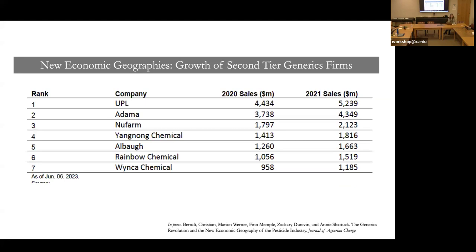As recently as 2010, there were only 3 generics firms that had sales of over $1 billion. The largest is what is now called Adama, which is part of the ChemChina group, Syngenta group. And by 2021, there were 7 billion-dollar companies. India and China dominate the landscape of this. Alba is a US company, but it has a 20% minority stake owned by a Chinese company. New Farms, Australian, UPL's, India, and the rest are Chinese. Yangnong and Adama are both part of the ChemChina Syngenta group, now the world's largest firm.